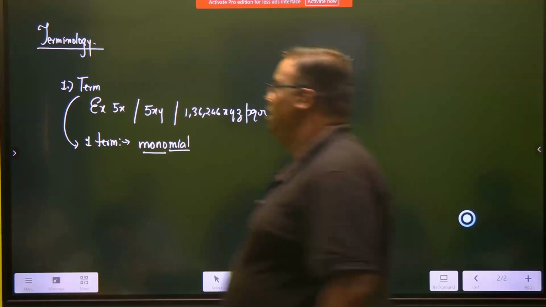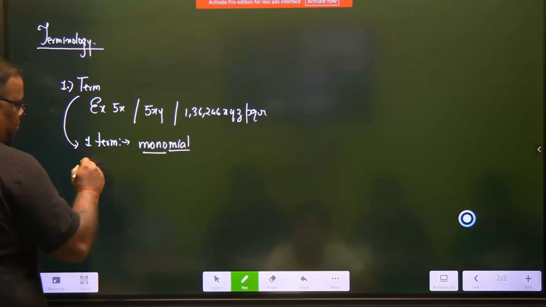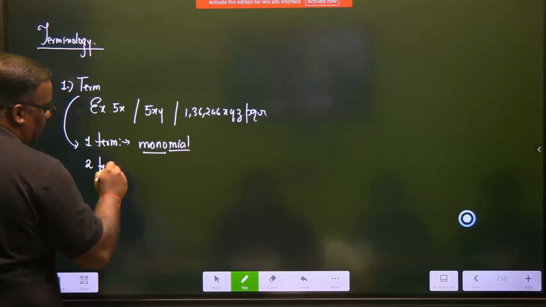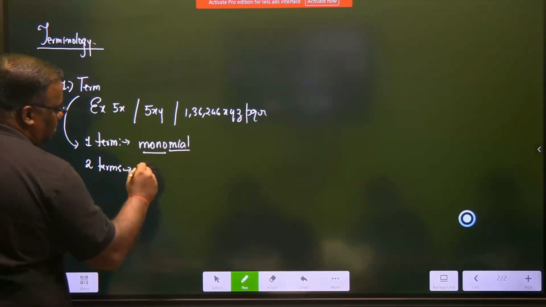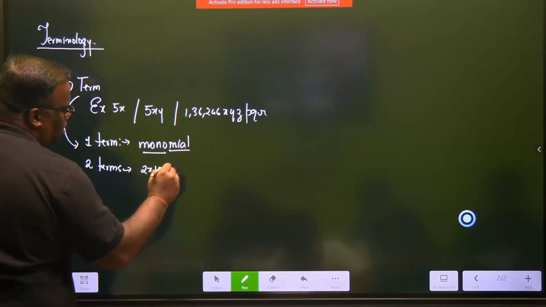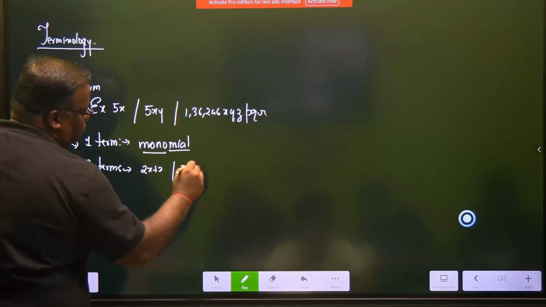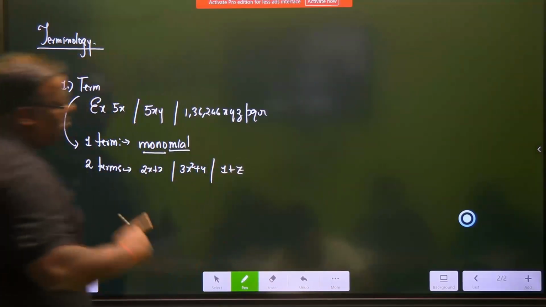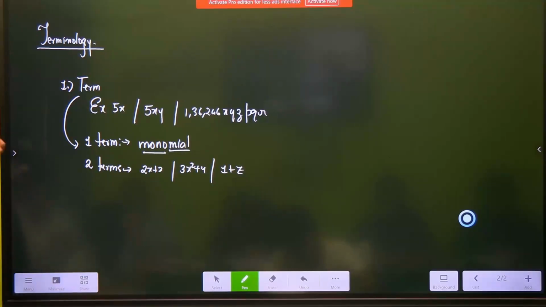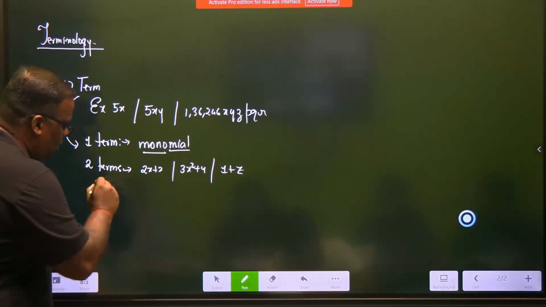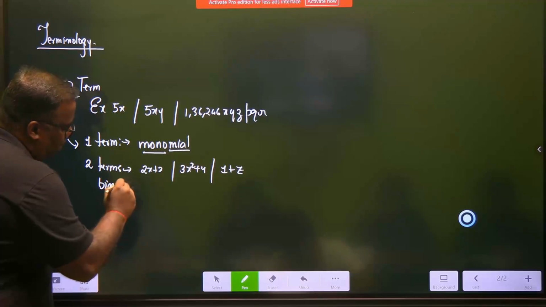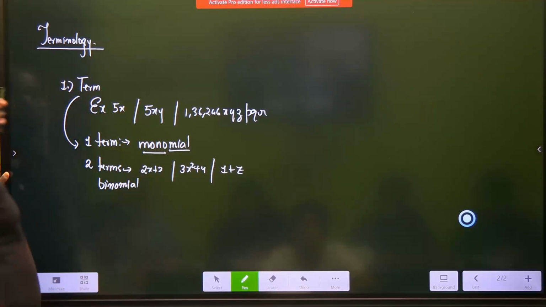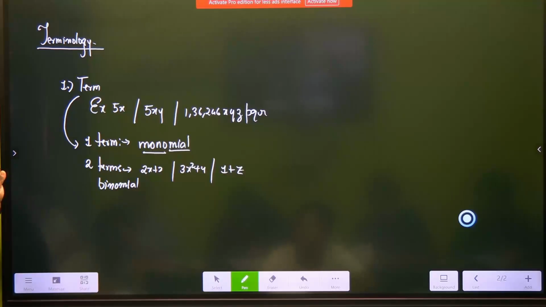Clear? If we have two terms, yes, two terms means something like 2x plus 2, or it can be 3x squared plus y, or it can be 1 plus z. Ultimately, you have to find two terms. In such a case, we will call it a बाइनोमियल. है ना? एक बच्चा डायनोमियल भी बोल दिया था. बाइनो से डाइनो आ गया. ठीक है?